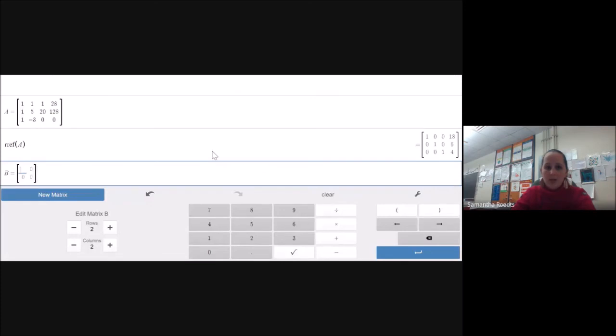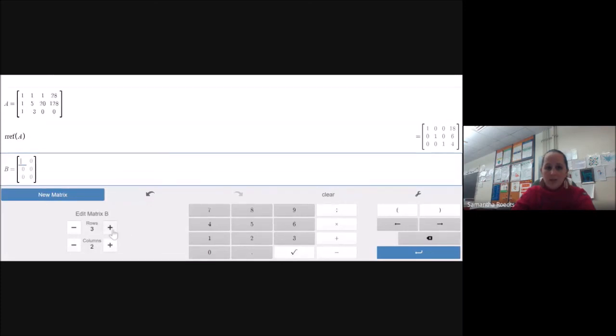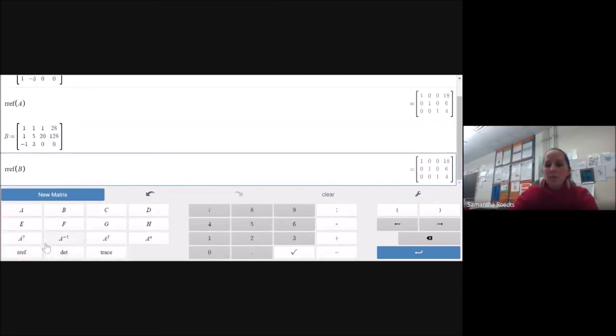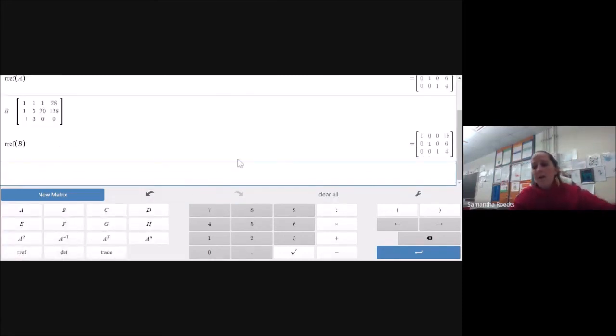So when I create this matrix, 128, 128, and 0. Okay, I reduce row echelon form. I get 18 $1 bills, 6 $5 bills, and 4 $20 bills.